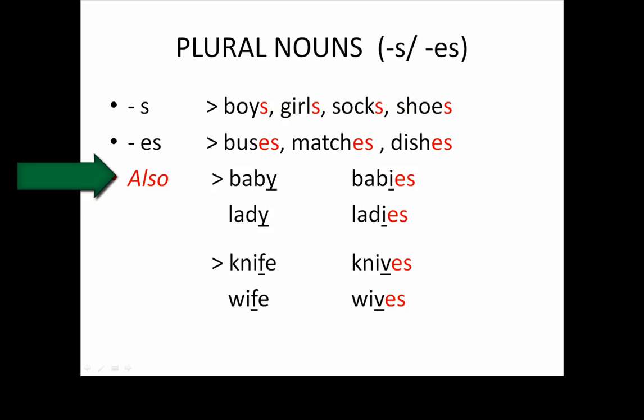We also change words like baby and knife. Baby ends with a Y. Change the Y to an I and add ES. One baby, many babies. One lady, many ladies. With knife, we have F and then E. Change the F to a V and add ES. One knife, many knives. Wife, wives.